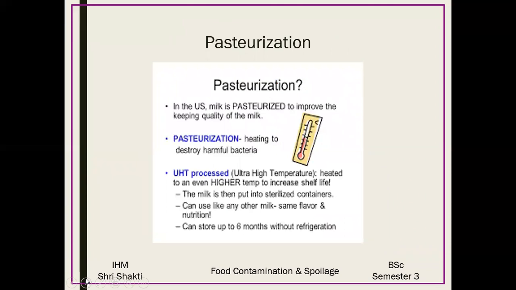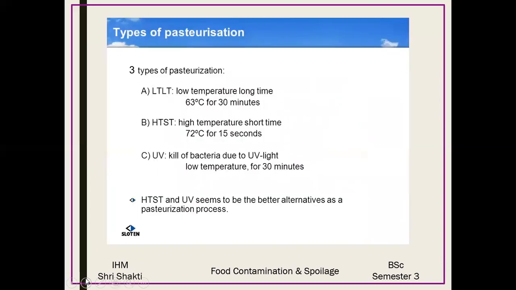Pasteurization: heating to destroy harmful microorganisms. Pasteurization is done for juices, eggs, and dairy products. It increases the flavor and keeps the nutrients. There are 3 types of pasteurization. First, LTLT, low temperature, long time: 63 degrees Celsius for 30 minutes. HTST, high temperature, short time: 72 degrees Celsius for 15 seconds. UHT, ultra high temperature, kills the bacteria.